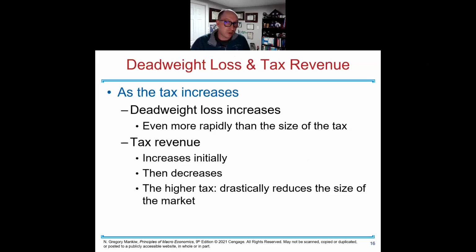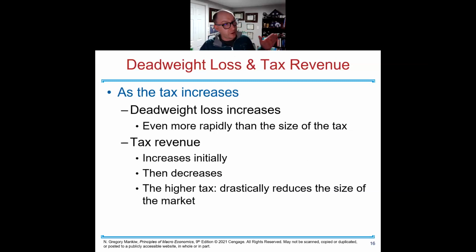So as the tax revenue increases for the government, or if it increases initially and then decreases, we see that from a higher tax, it drastically reduces the size of the market. That makes perfect sense. So think about how taxes work. The higher the taxes, the less people are willing to pay for those goods and services. Therefore, the market for those goods and services will be smaller.